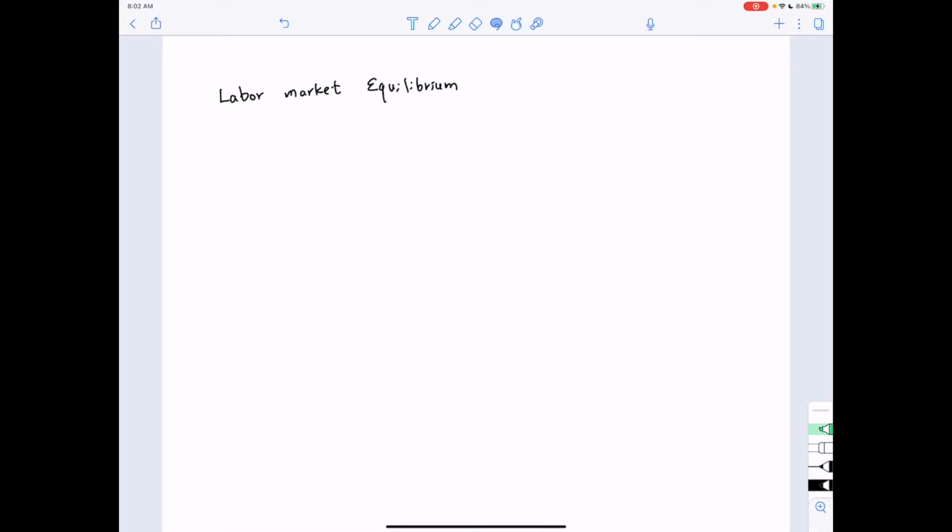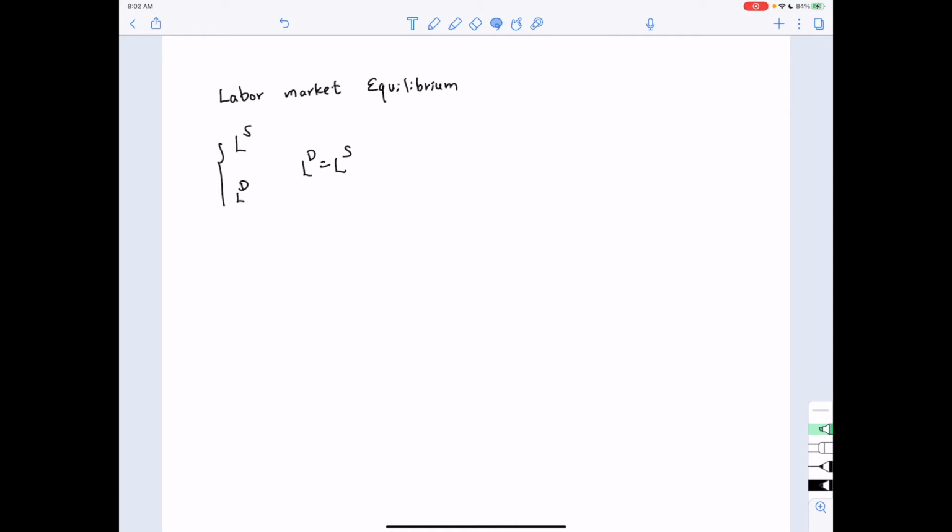When talking about labor market equilibrium, we want to look at the labor supply and the labor demand, which describe the demand side and the supply side of the labor market. We also want to look at the condition that the quantity of labor supplied equals the quantity of labor demanded, such that it describes the equilibrium of the labor market.